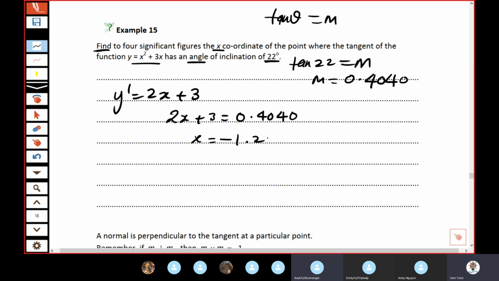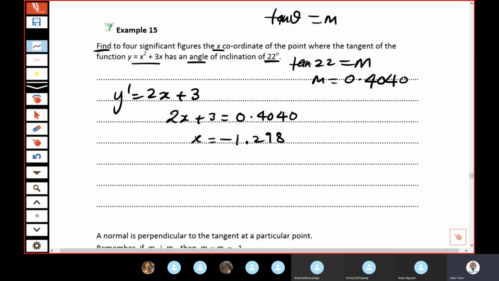Negative 1.298. 1, 2, 3, 4. 4 sig figs just means the first 4 non-zero numbers. So 1, 2, 3, 4. Yeah. Can't start with the 0. And easy, right? Yeah.